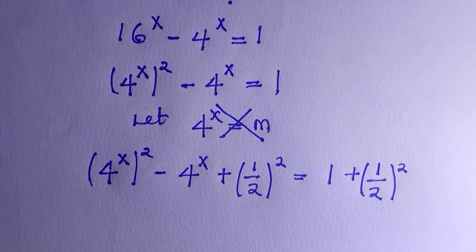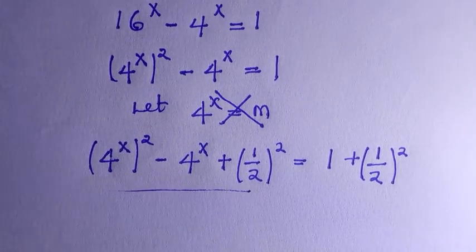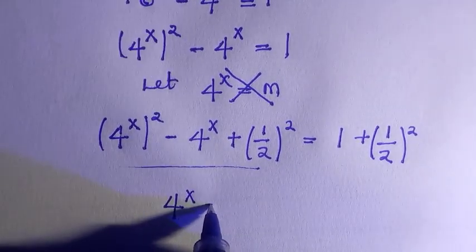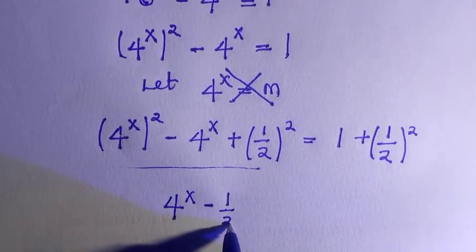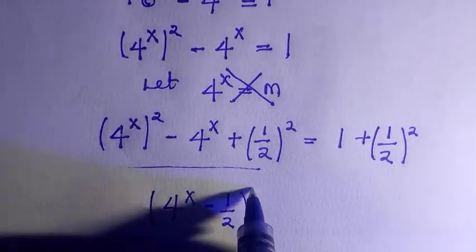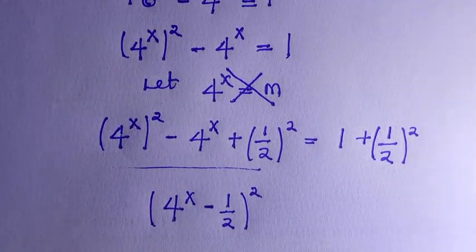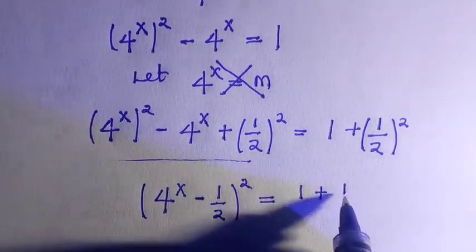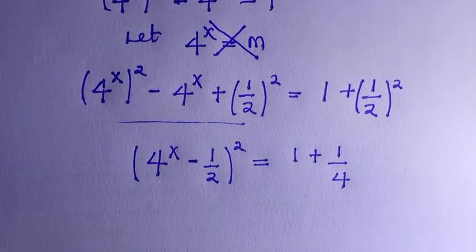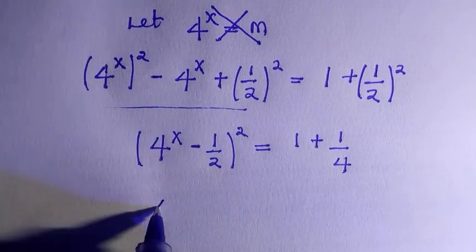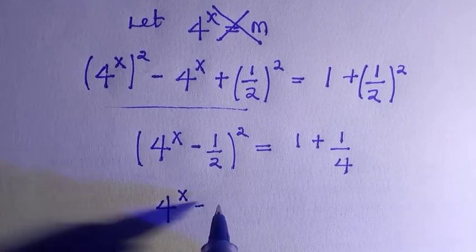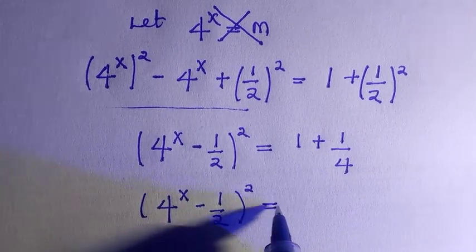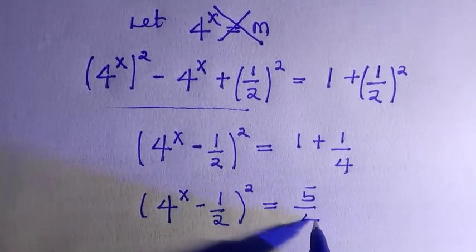For the left hand side, if I compress this, the output will be 4 raised to the power of x minus 1 divided by 2, all raised to the power of 2. If we expand this, you will get what we have in the line above. Then we are going to have 1 plus, here becomes 1 divided by 4. Still writing this as 4 to the power of x minus 1 divided by 2, everything raised to the power of 2, equals, and this side becomes 5 divided by 4.